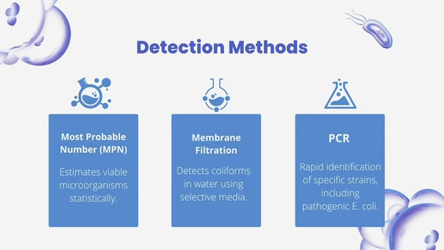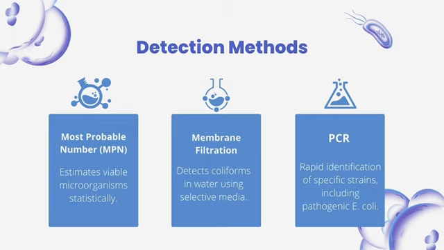Usually those three things are common transmission pathways. Detection methods. We usually use one of these three detection methods, which are most probable number, MPN, membrane filtration, and PCR. Most probable number, MPN, estimates viable microorganisms statistically. So we take samples of food, we try to estimate the amount of microorganisms that are in there, if they're contaminated or not.